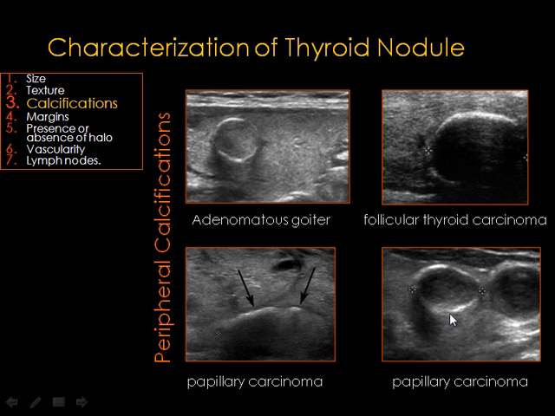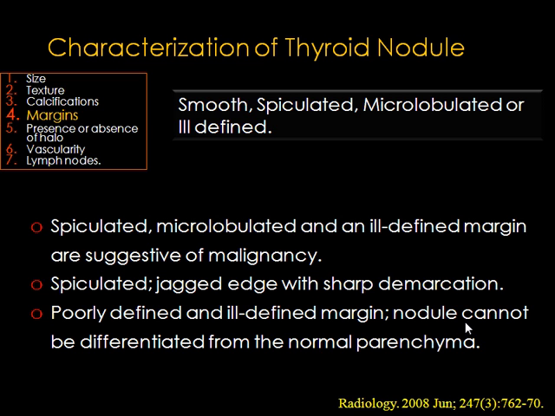This is a hypoechoic mass with a peripheral smooth curvilinear calcification. It is confirmed on fine needle aspiration. It is papillary carcinoma. The margin of the nodule is categorized as smooth, spiculated, microlobulated, or ill-defined.